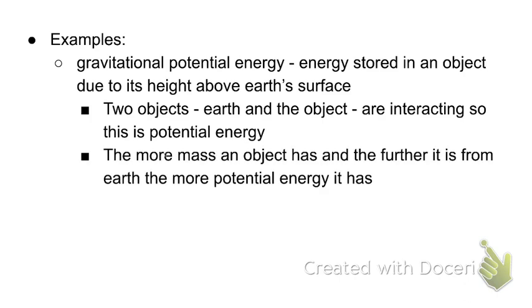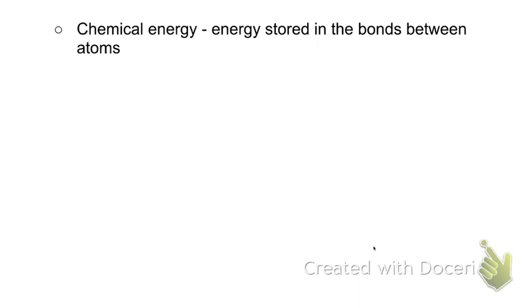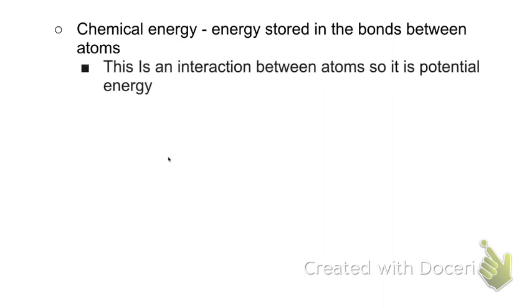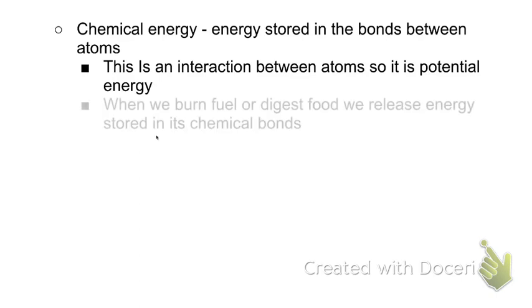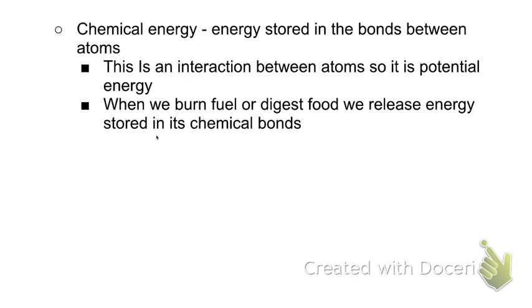The more mass an object has, and the further it is from Earth, the more potential energy it is going to have. Chemical energy is also potential energy. This is energy that's stored in the bonds between atoms. This is an interaction between atoms, therefore it is potential energy. When we burn fuel or when we digest food, what's happening is we are breaking the bonds between those individual atoms, and we are releasing the energy that was stored in those bonds so that we can use it.